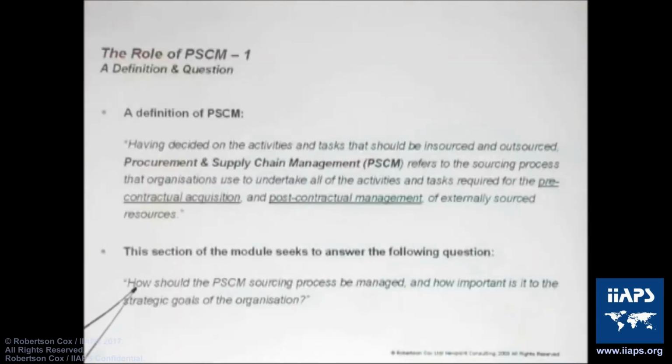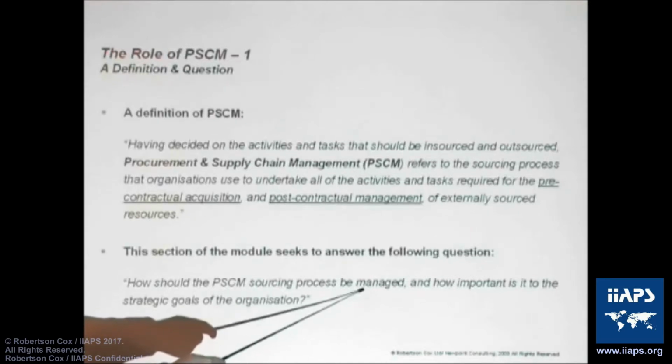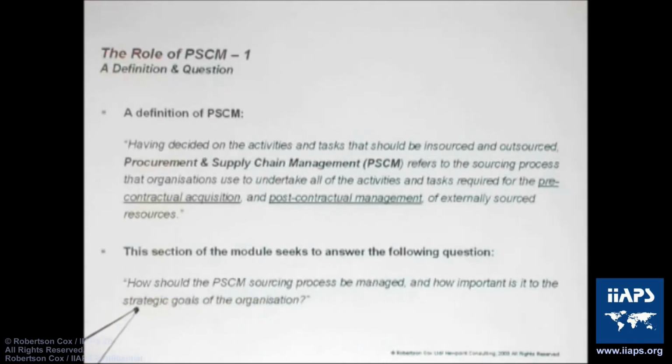Now, one of the key issues for us when we think about world-class competence or best-in-class competence in procurement and supply chain management is what's the right process for effectively managing this pre- and post-contractual process? How should it be managed and by whom? And how important is this process for procurement and supply chain to the strategic and tactical and operational goals of the organisation? So as you can see on the slide, this module in particular, this section looks at how should the PSCM sourcing process be managed. That means by whom and how, and then how important is this sourcing process to the overall strategic goals of the organisation.